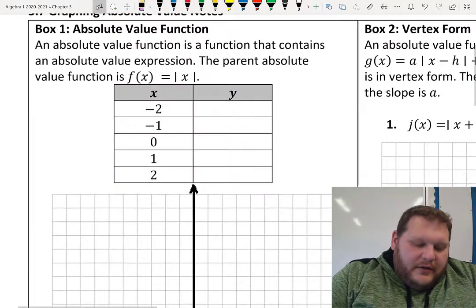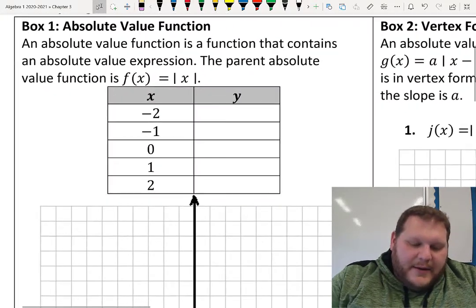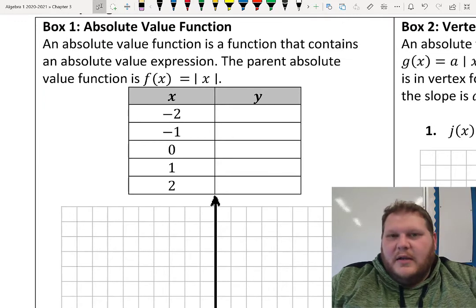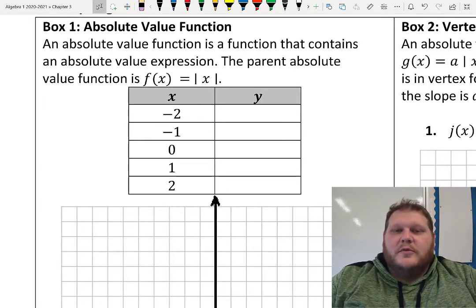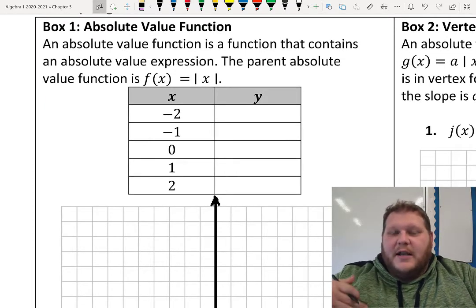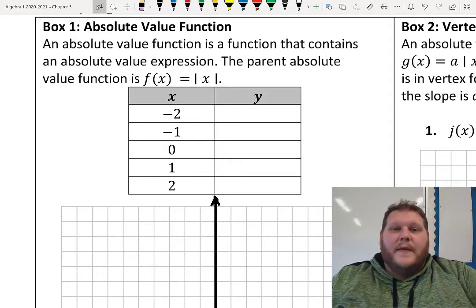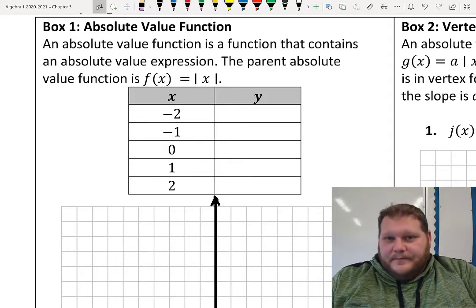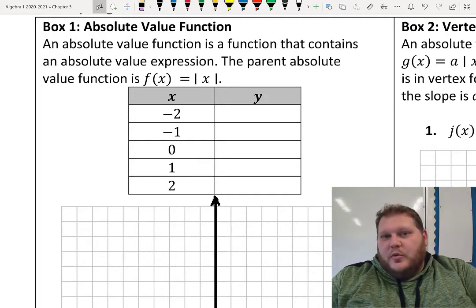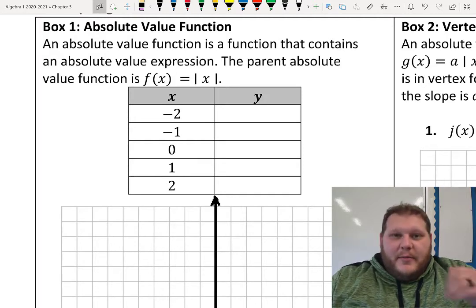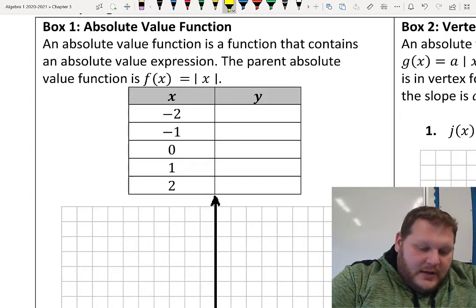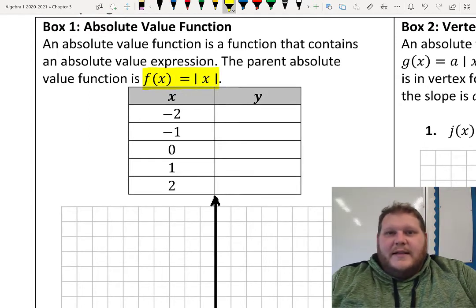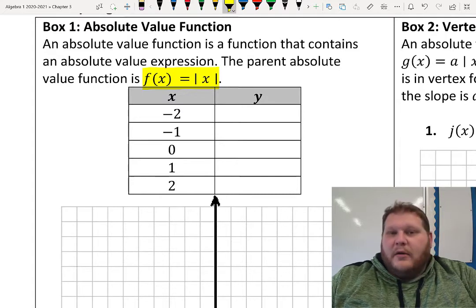So to start with, we need to get an idea for what an absolute value graph looks like. Now, if you remember, absolute value makes everything positive, right? It talks about the distance away from 0 on the number line. So what I'm going to be doing is my x values are going to be put into my function inside the absolute value bar. So this function right here, f of x equaling the absolute value of x, is what we'll eventually call the parent graph for an absolute value function.